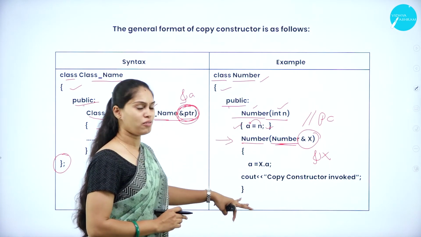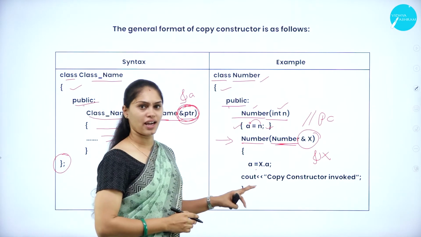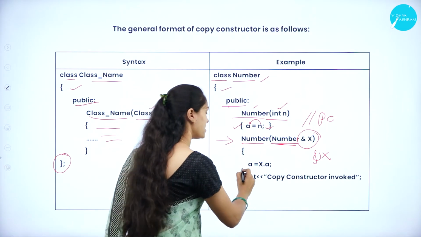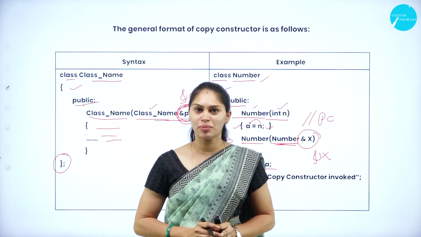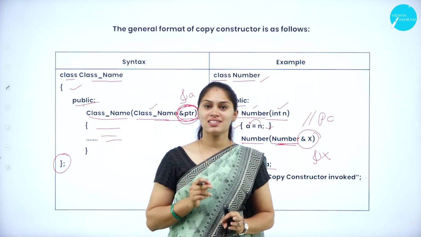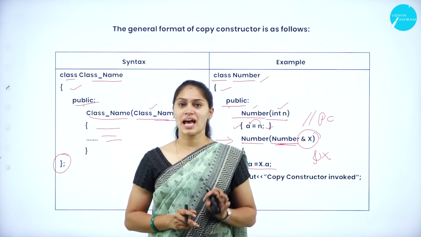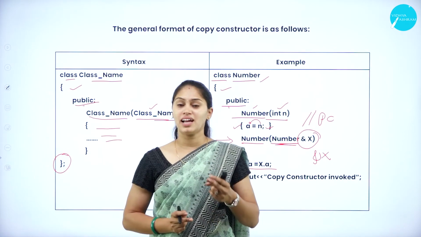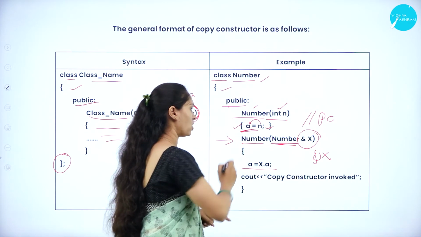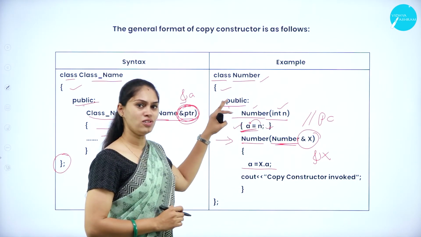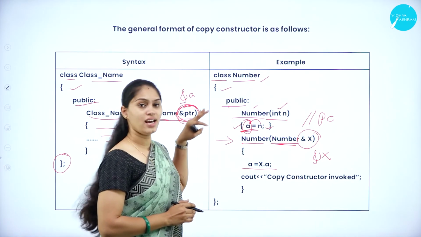So what does the body of this copy constructor comprise here? a is equal to x dot a. What is this dot here? Why do we require the dot operator? That is mainly used to access the data members or member functions of a class. But in this case, I am accessing the data member, that is a data variable. Which is the data variable of this class? That is a. Because I am going to assign the value of n to a, I can call this a as a data member of the class called Number.